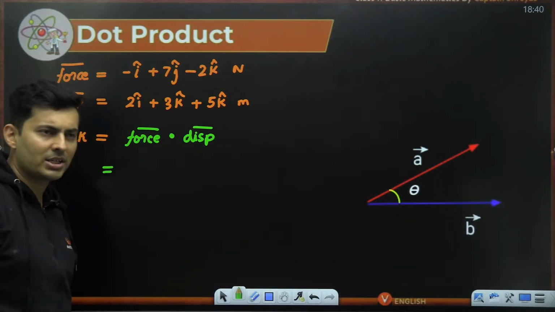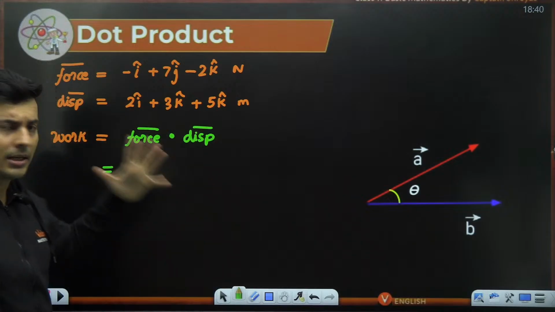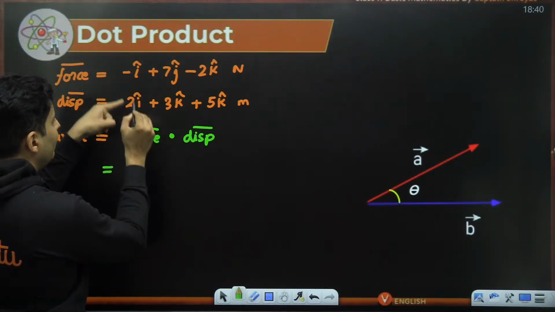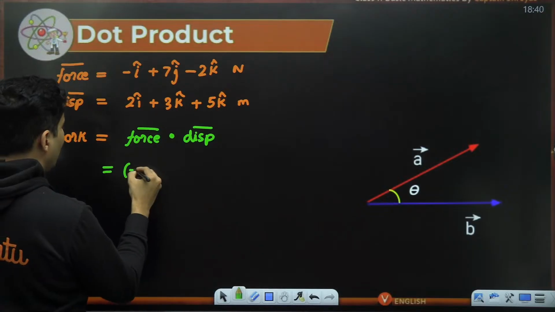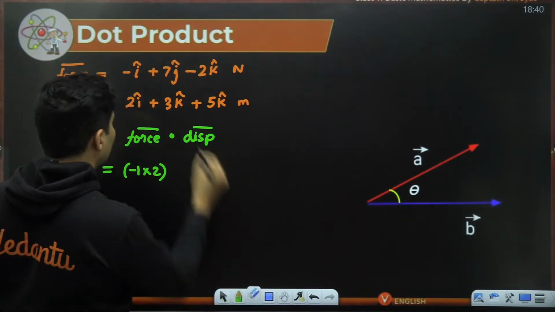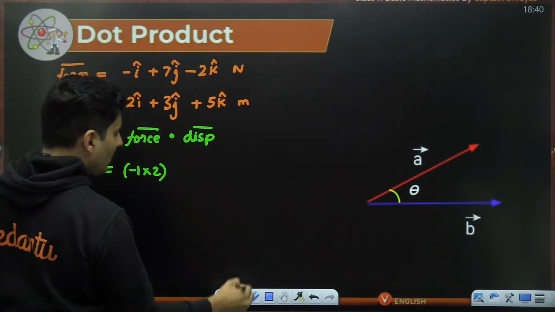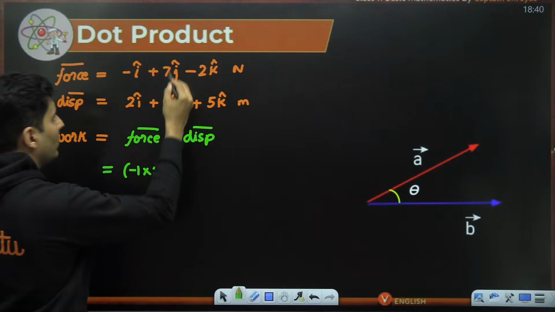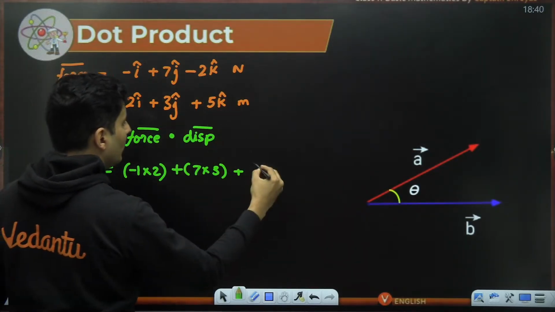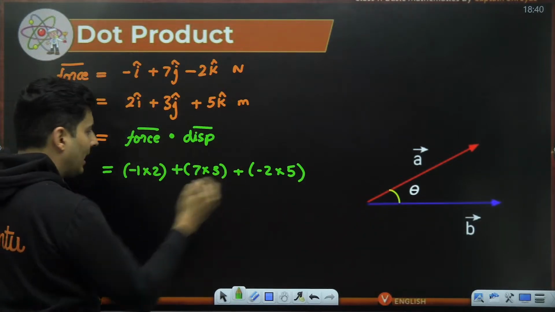If you have not yet read the work chapter, don't worry, just take it as a rule, or just take it as an assumption or the truth. What will you do? i will multiply with i, so it will be basically minus 1 multiplied by 2. j will multiply with, sorry, I wrote k cap over here, my bad. This should be 3j cap. j will multiply with j only, so it will be nothing but 7 multiplied by 3. Lastly, you will have minus 2 multiplied by 5. Anything else cannot multiply, the answer will be 0.